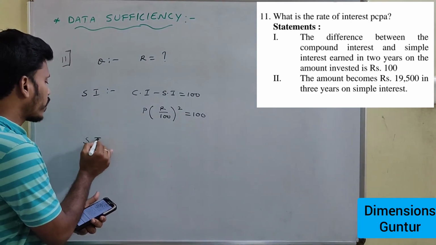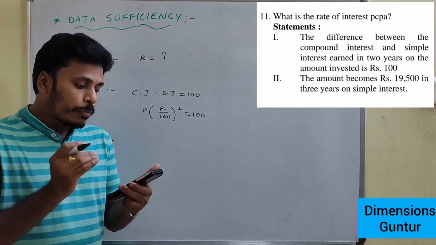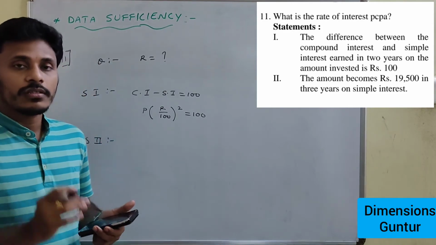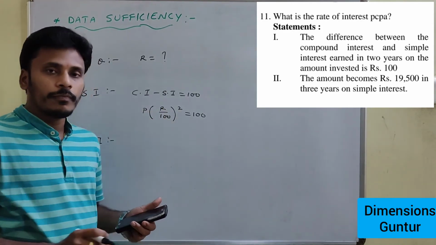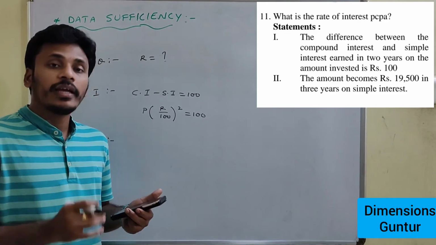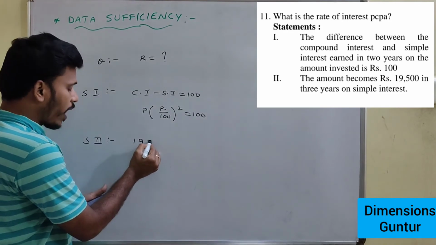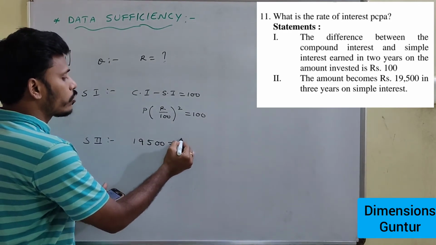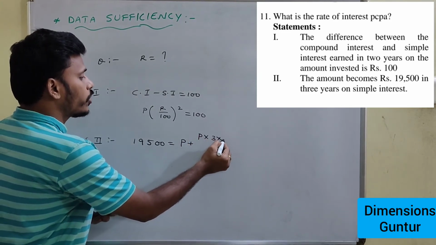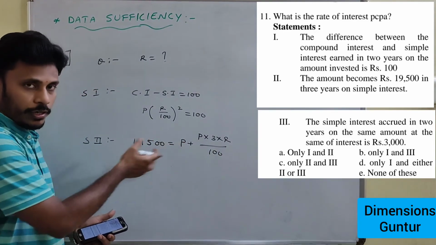Then coming to statement 2, it tells us the amount becomes 19,500 in 3 years on simple interest. The principal P will become 19,500 in 3 years for simple interest. So 19,500 is the amount, which is equal to the principal plus the interest on P for 3 years. The rate of interest we don't know.